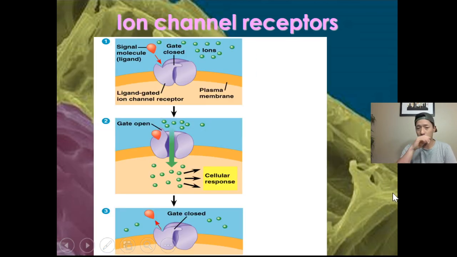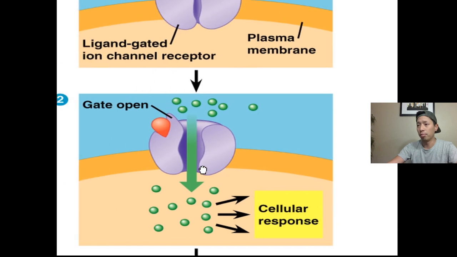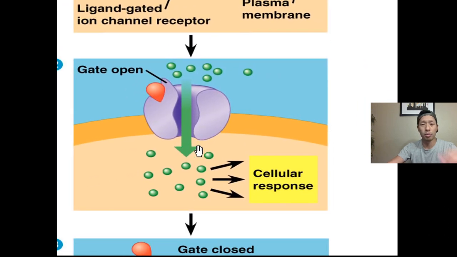The third and last kind of plasma membrane receptor is an ion channel receptor. And this is going to look really familiar to you guys because we did talk about ion channels at the beginning of the year, right? Remember ion channels, before we get to any of the regulation stuff, are simply proteins that function in transport.